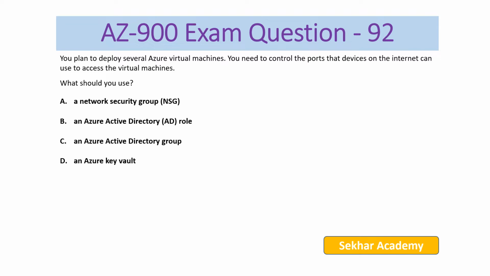The options we have: A, a network security group, B, an Azure Active Directory role, C, an Azure Active Directory group, and D, an Azure Key Vault. So the right answer is A, a network security group.